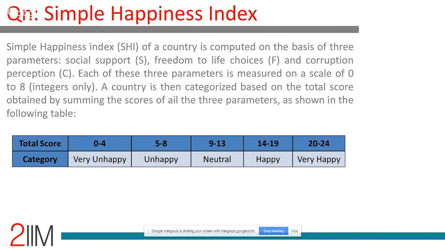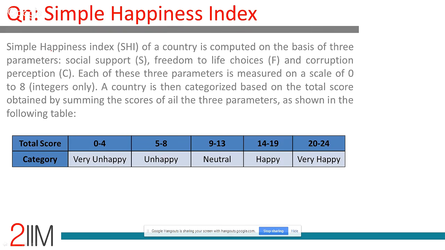This again is a good set. I'm going to read this. Simple happiness index of a country is computed on the basis of 3 parameters: social support, freedom to life choices, and corruption perception. So, interesting set. Social support is probably a very interesting metric. Freedom to life choices, again, good. Corruption perception. So if you're done for India, I think we'll rank in the third category.